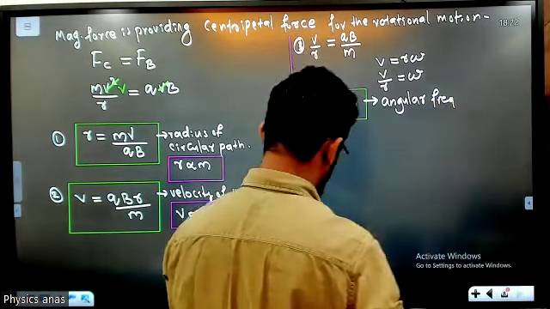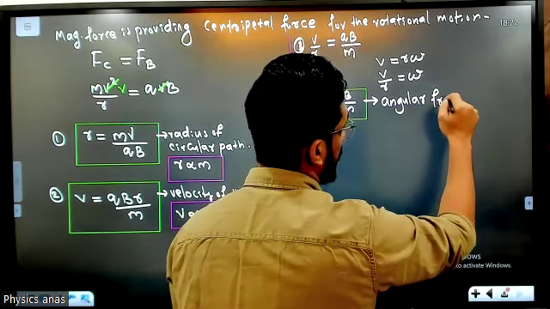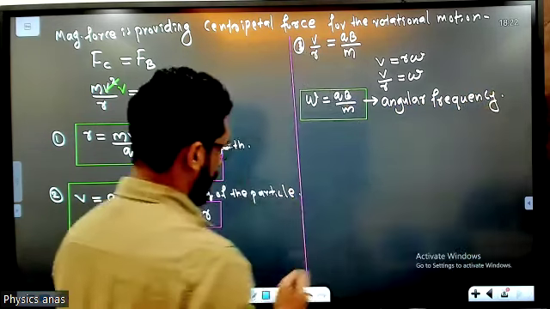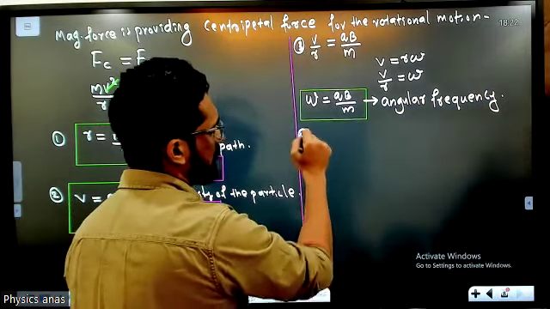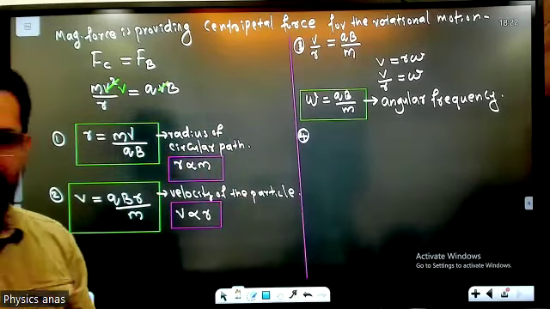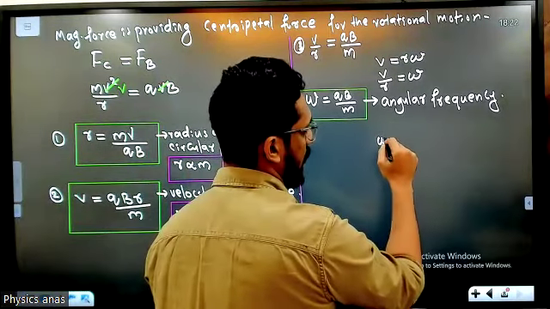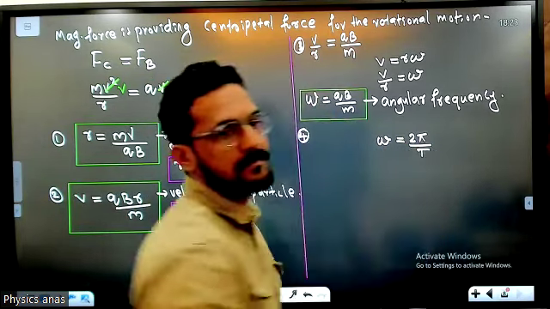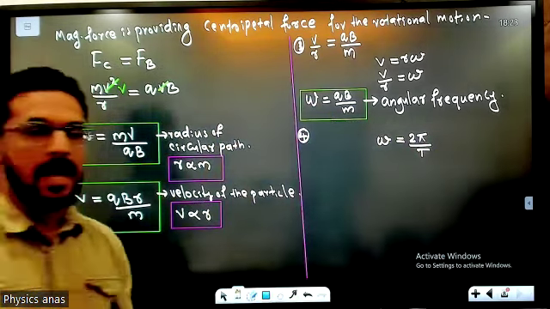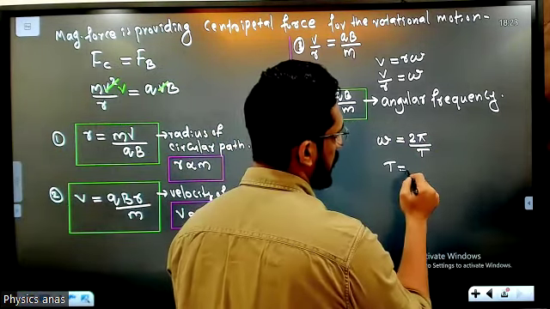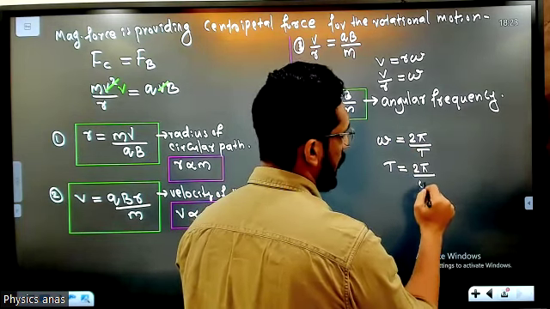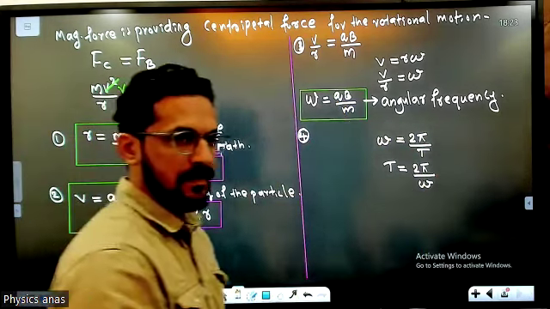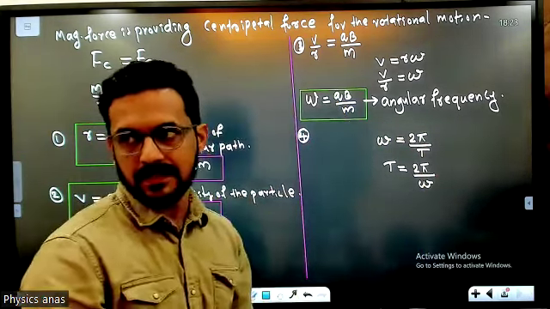Do you remember the relation between angular frequency and the time period? What was the equation connecting them? Omega is equal to 2 pi by T, and T is equal to 2 pi by omega. What is T? T is the time period.